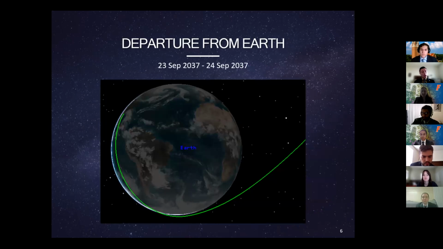I'll now go over the general timeline of the mission. This timeline was determined using STK to decide when it was optimal to perform these Hohmann-like transfers to minimize the delta V in the impulse required and therefore the fuel.